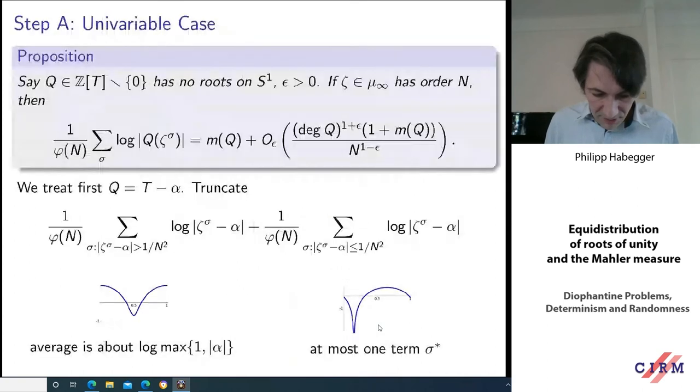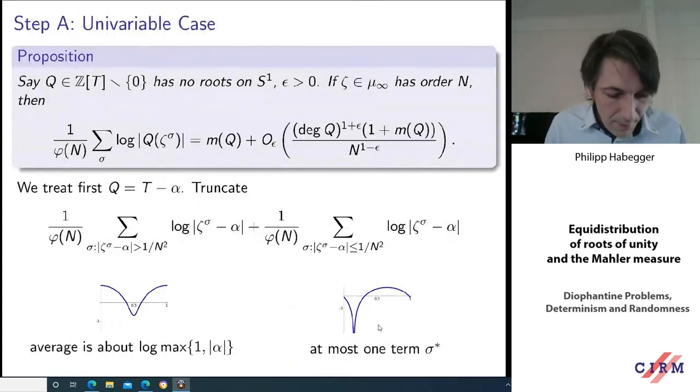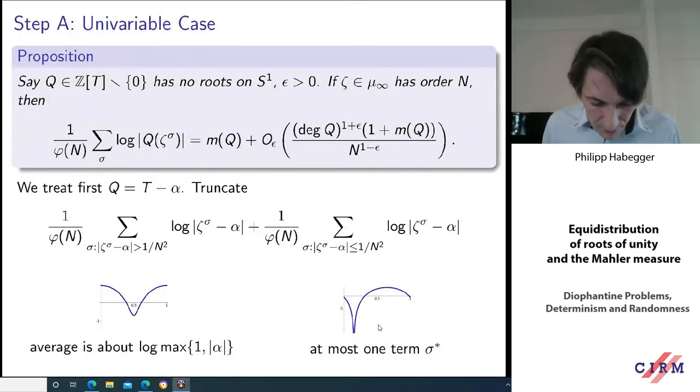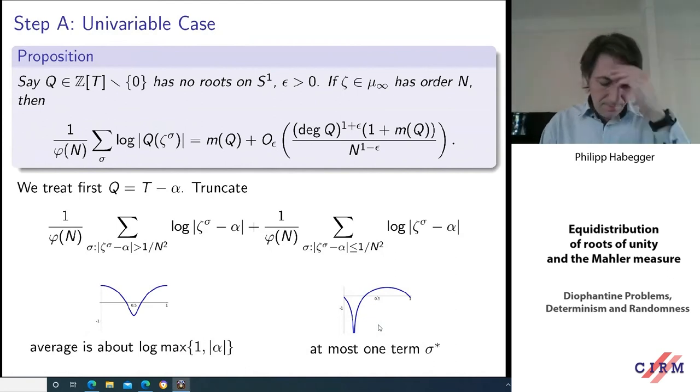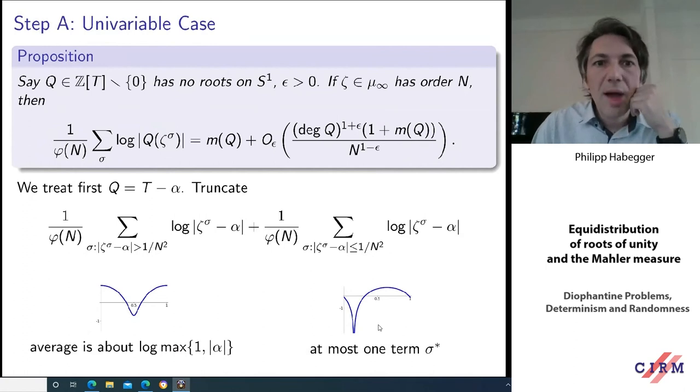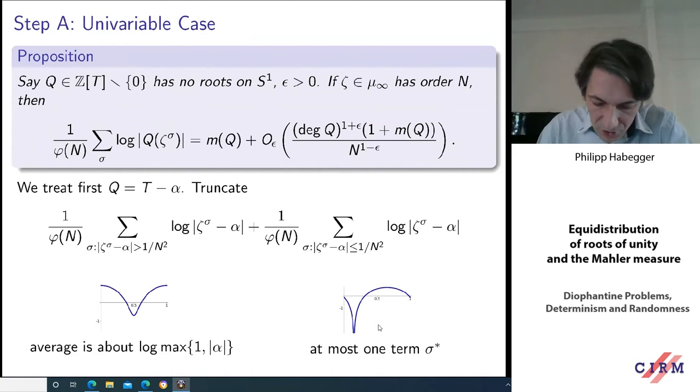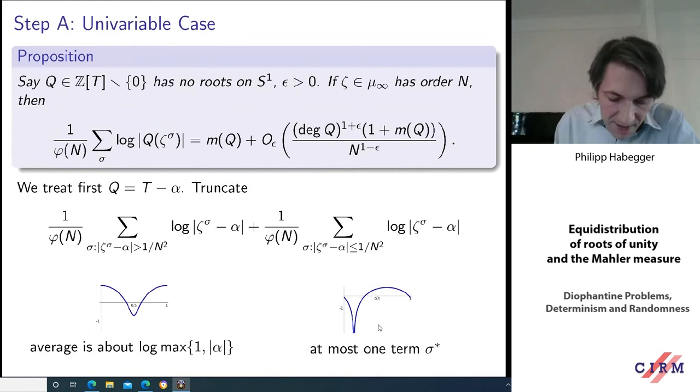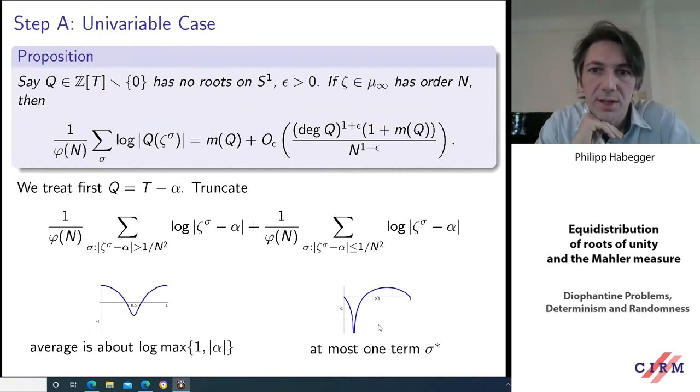Okay, let me say a few things about the proof of our theorem in the last 10 minutes. So let's go back to the univariate case. If we just have a polynomial in one variable, let's see what we can get there. The proposition that we prove in our paper is the following. We're back to the one variable case. Later on, we're going to try to reduce to the one variable case.